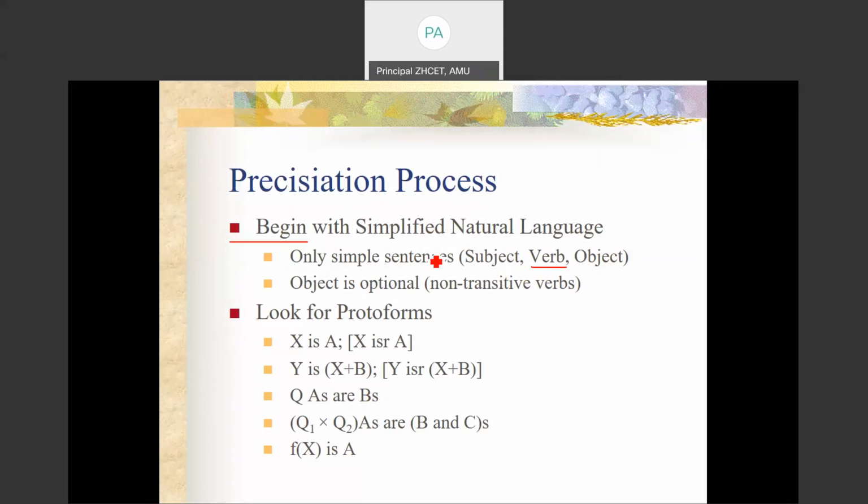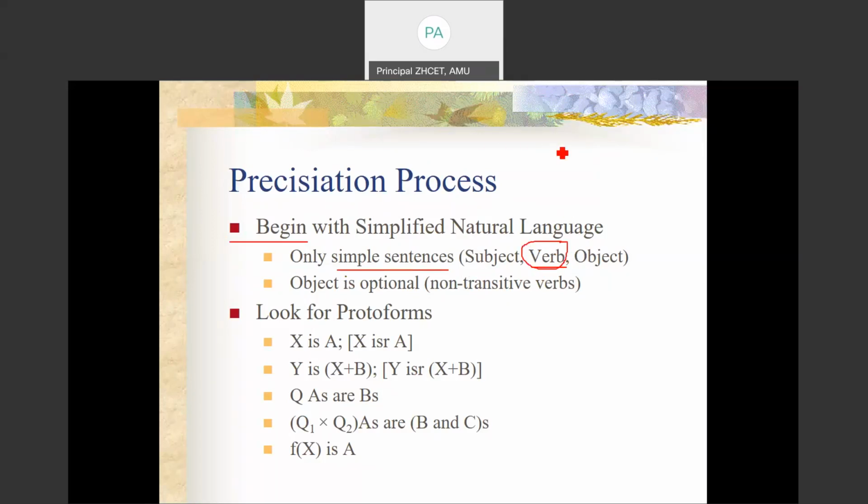So in my simplified natural language, I have simple sentences which contain only one verb. If there is more than one verb, then it is a compound sentence, which is joined by connectives like and, but, right? So that becomes a compound sentence. First of all, I'll break all such compound sentences into simple sentences. Let me also say that there could be a case where even the subject is not there.